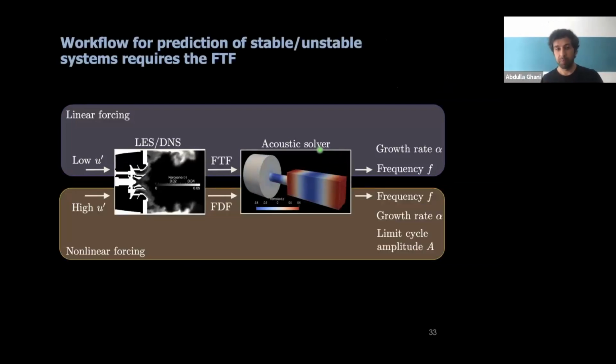Now, in some situations you're interested in the nonlinear regime because you want to know, for example, the amplitude of your limit cycle happening in your combustion chamber. Then you need to go for a higher amplitude forcing, because we know that the flame response is not only changing with the sweep in frequency, it will also change with the sweep in amplitude. So this is very important to know.